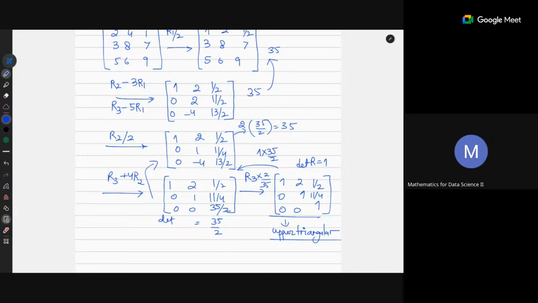When you are multiplying your row by a scalar, then the determinant changes. We saw that last time. Last time we also saw that when we are adding any multiple of a row to another row, then the determinant doesn't change. So a multiple of a row means we are multiplying a scalar to another row.